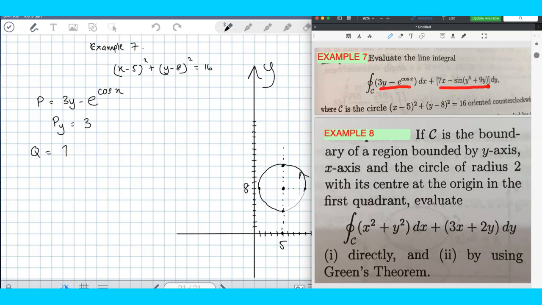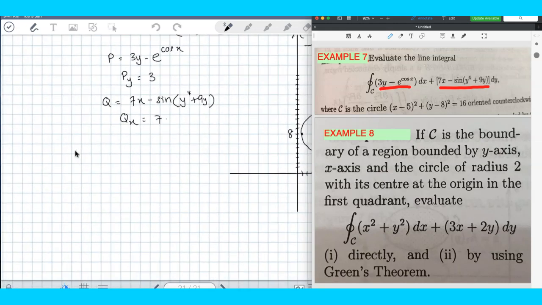And then Q is given by 7x minus sine of y to the power of 4 plus 9y. Now Q needs to be differentiated with respect to x. Everything in the second term here is a constant, so we just differentiate 7x, which gives you 7.